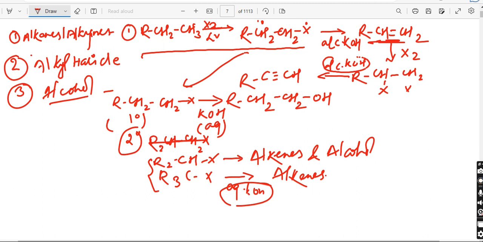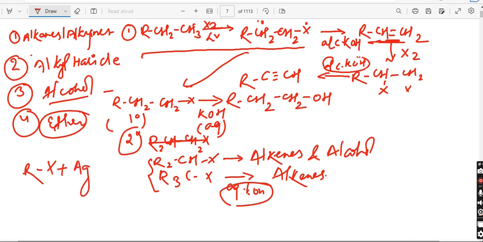So fourth is preparation of ether from alkane. So suppose first of all we prepare this RX, we prepare this alkyl halide from alkane, right? Then we react this with what? We react this with Ag2O, and this will give you what? ROR plus Ag2X, okay. So this is your ether, right?